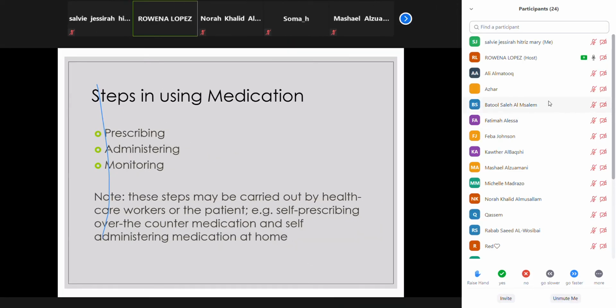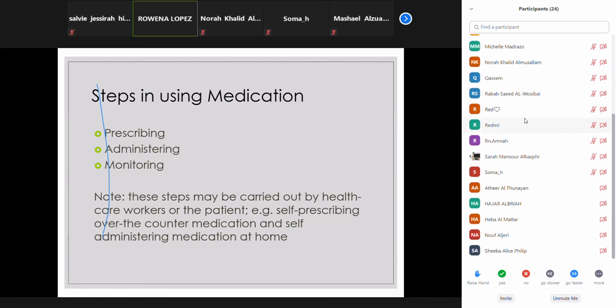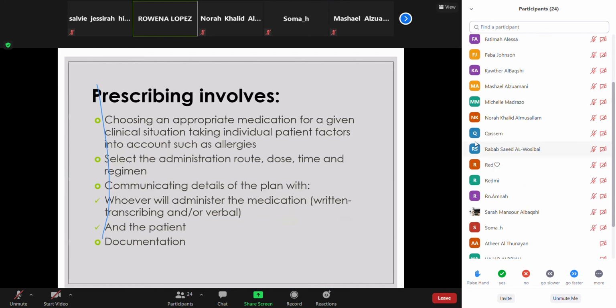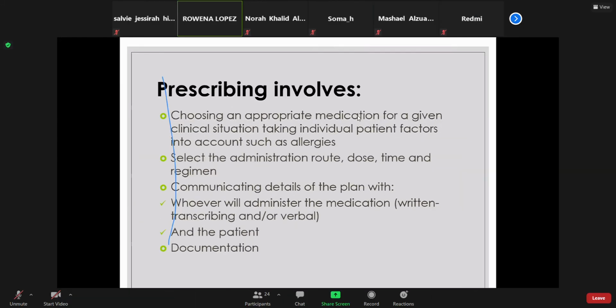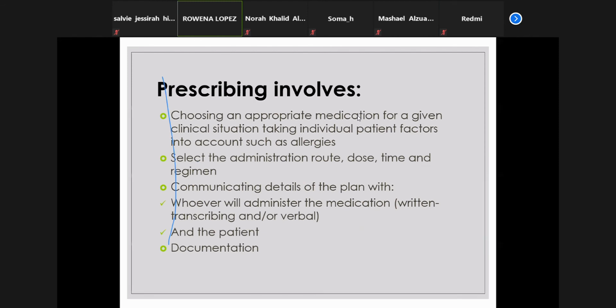Note that these steps may be carried out by healthcare workers or the patient, for example, self-prescribing, over-the-counter medication, and self-administering medication at home. So prescribing involves choosing an appropriate medication for a given clinical situation, taking individual patient factors into account, such as allergies, selecting administration route, dose, time, and regimen, communicating details of the plan with whoever will administer the medication, written, transcribed and/or verbal, and the patient, and also documentation.